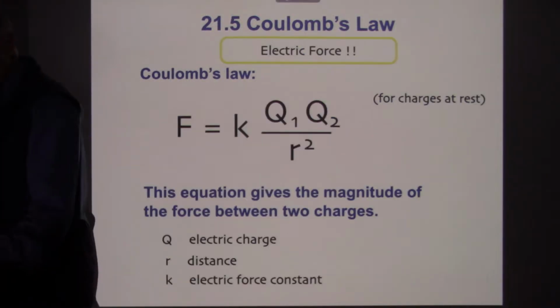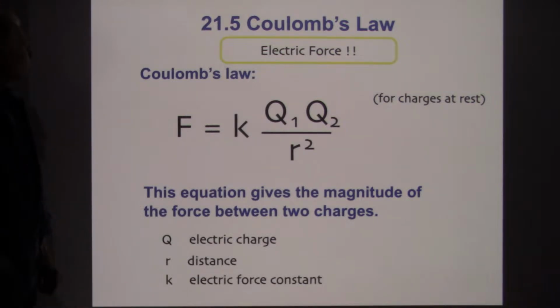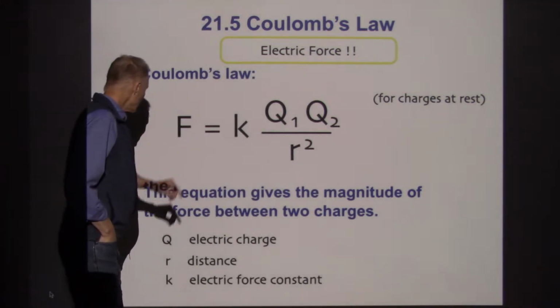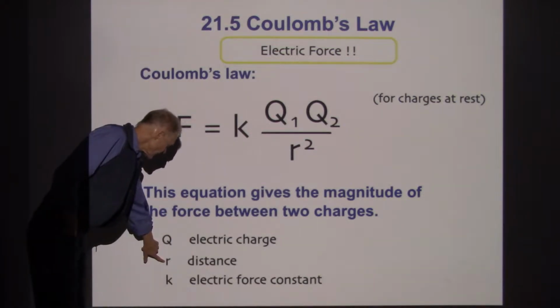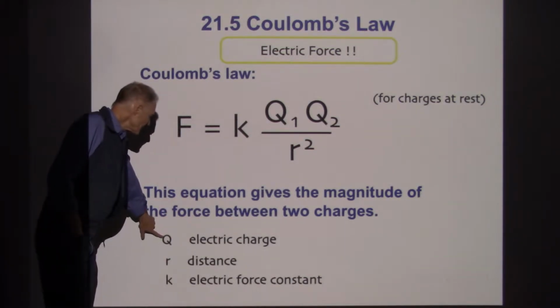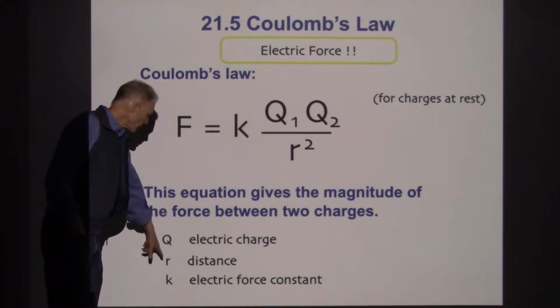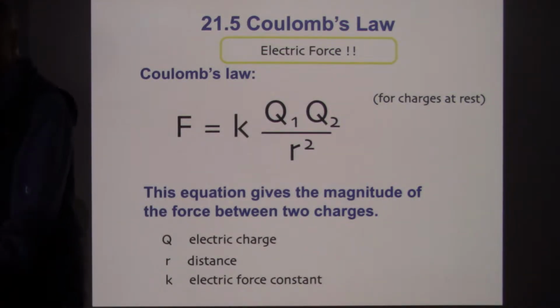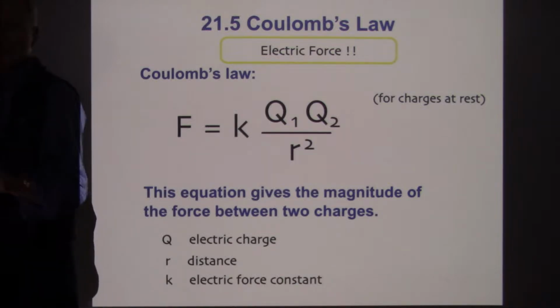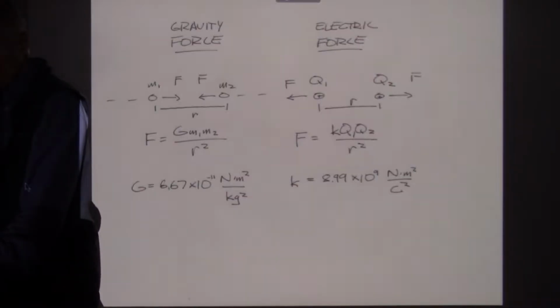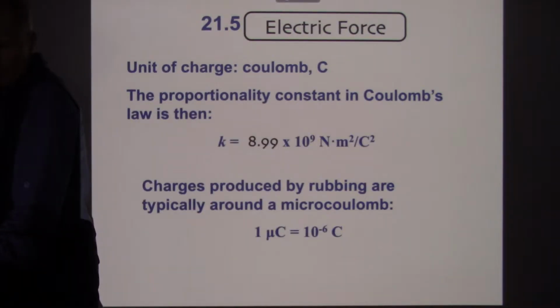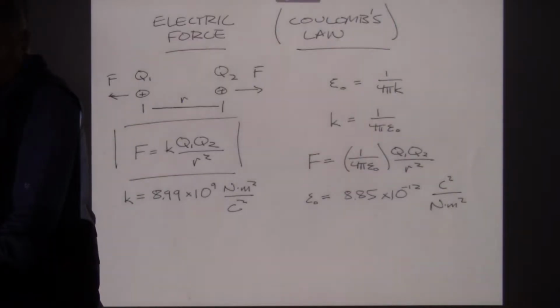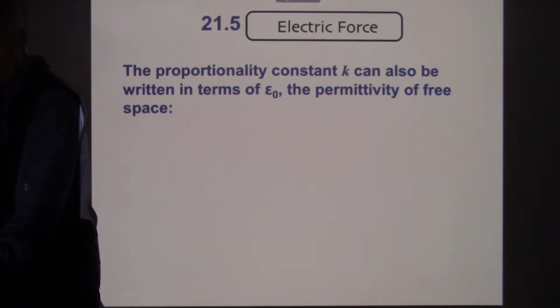And the force then is given by k q1 q2 over r squared, where r is the distance, center to center, q is the electric charge of each of the two objects, and k is what we call the electric force constant. Okay, so that's the fundamental pattern, or the formula that we're going to be using to do all of our calculations. Now let me step through this.